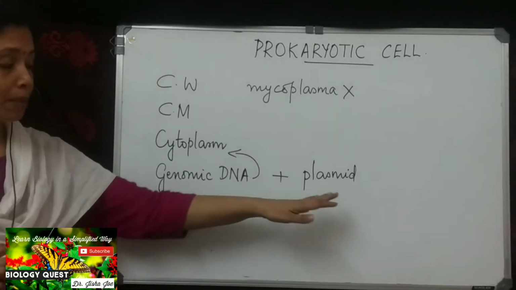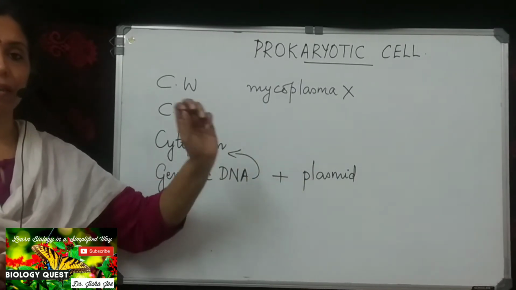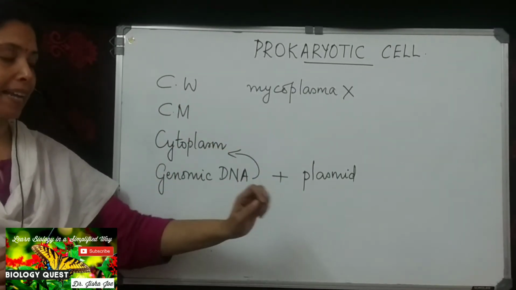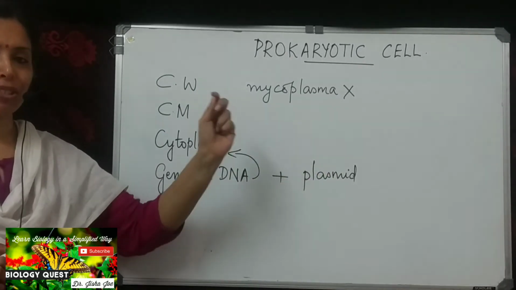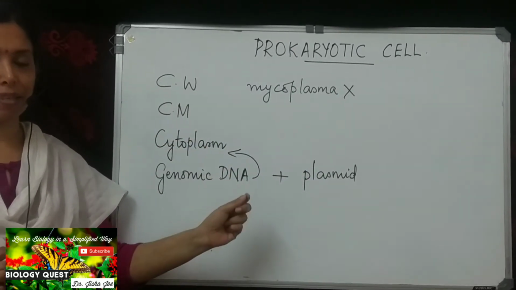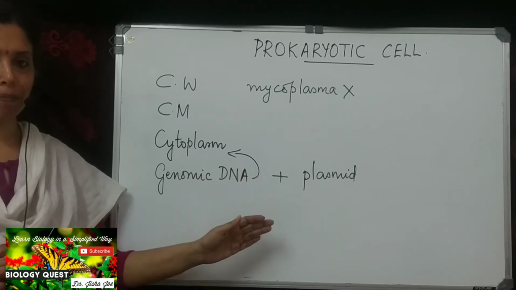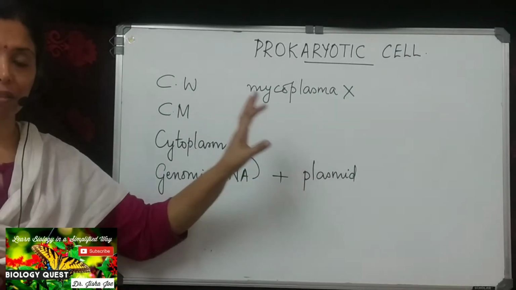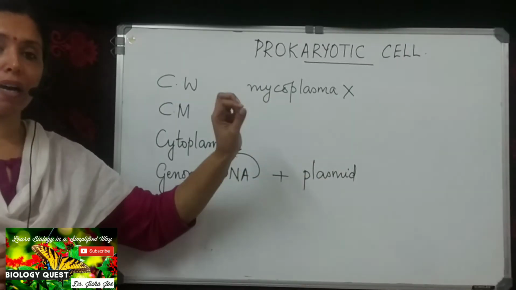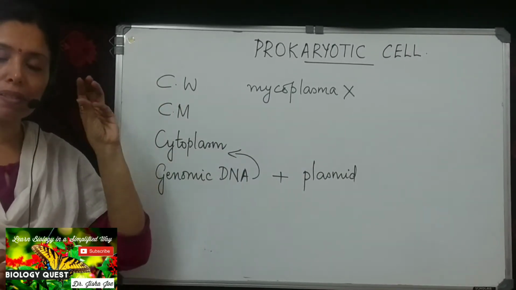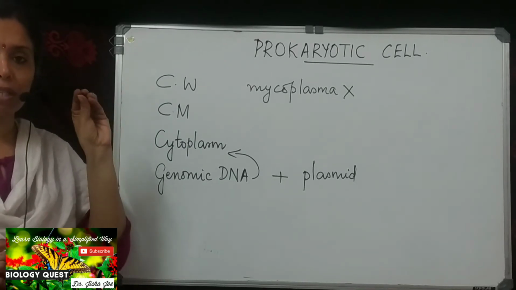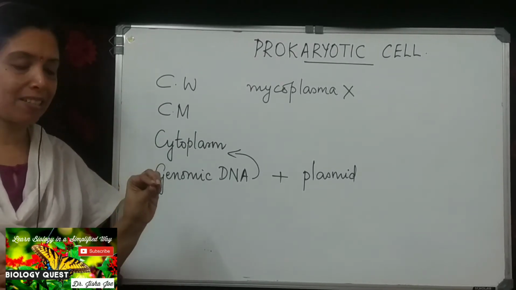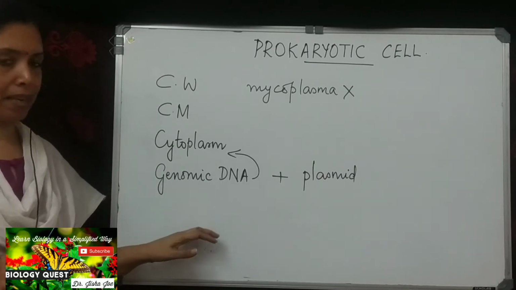Now this plasmid DNA gives special phenotypic characters to bacterium. For example, there are plasmids which give antibiotic resistance to certain bacterium. So these plasmids are actually single circular DNA molecules that give specific phenotypic characters to the bacterial cells.